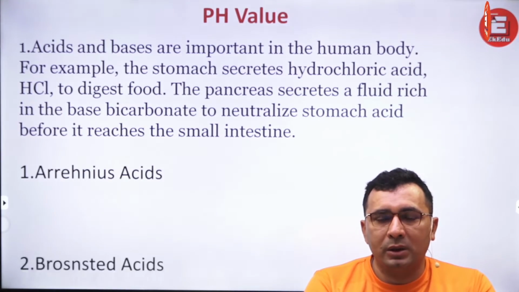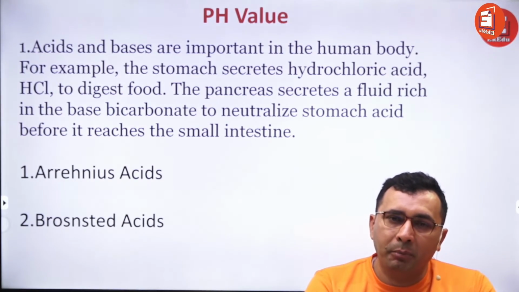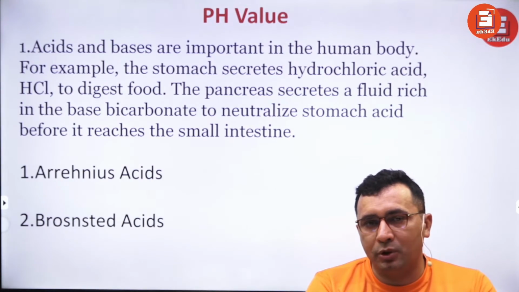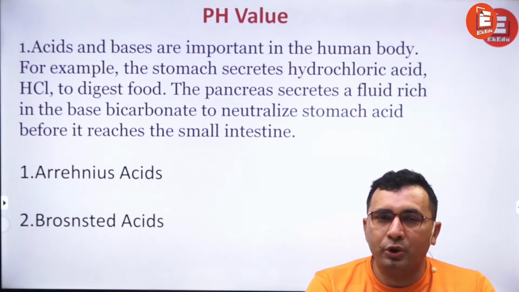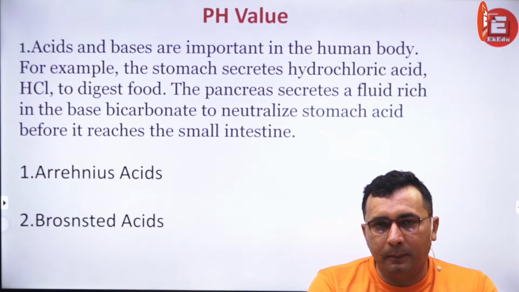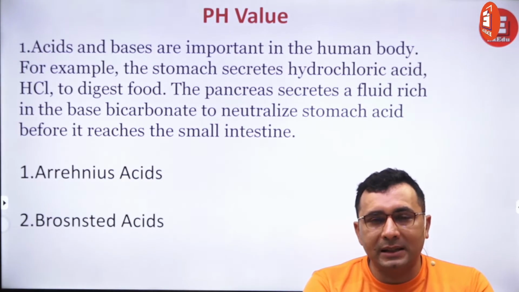After Arrhenius, there was the scientist Bronsted. So Bronsted also defined acid and base, but his definition was based on proton donor and acceptor tendency. The substance which has tendency to donate a proton is called an acid, and the substance which has tendency to accept a proton is called a base.